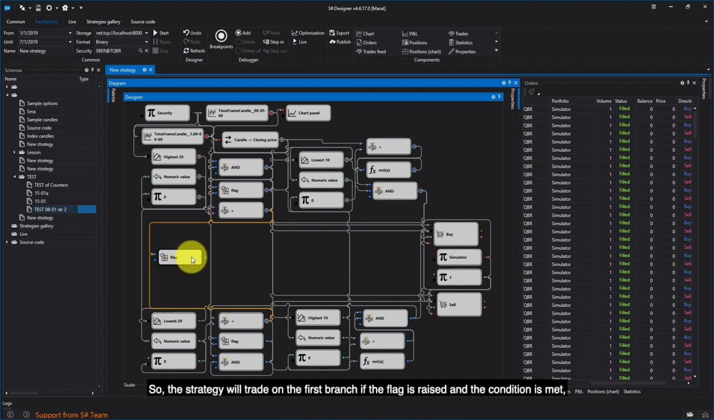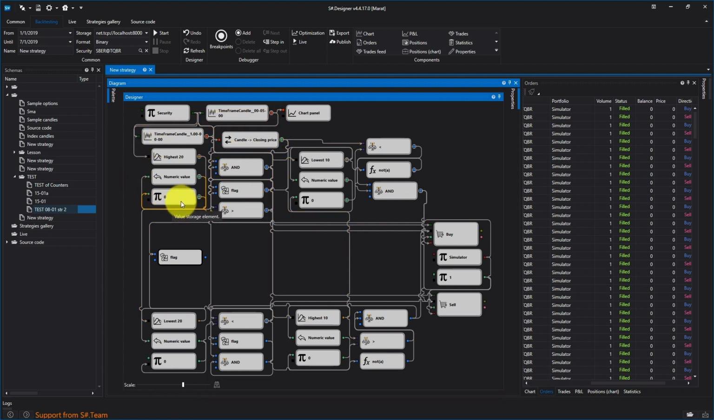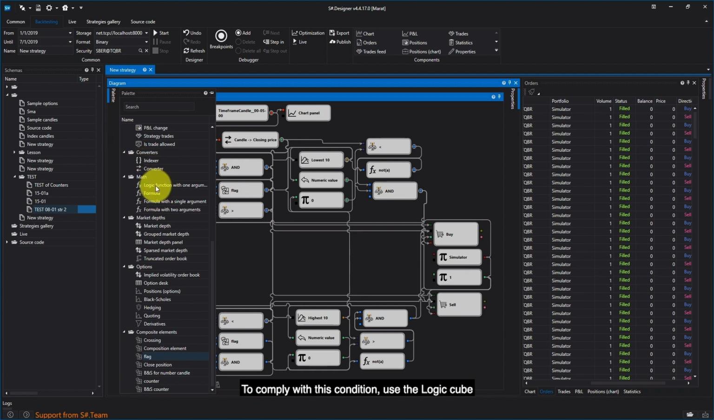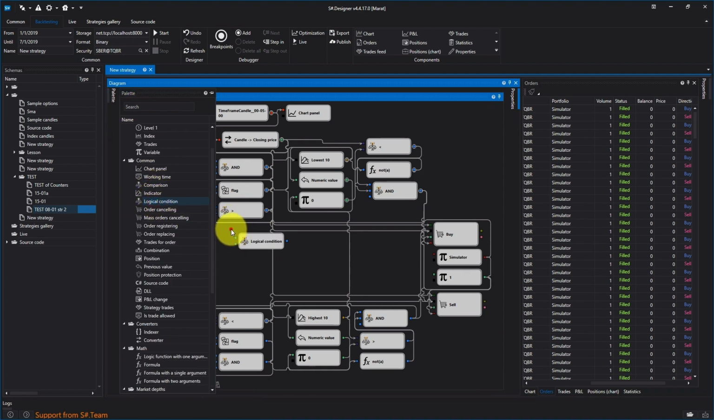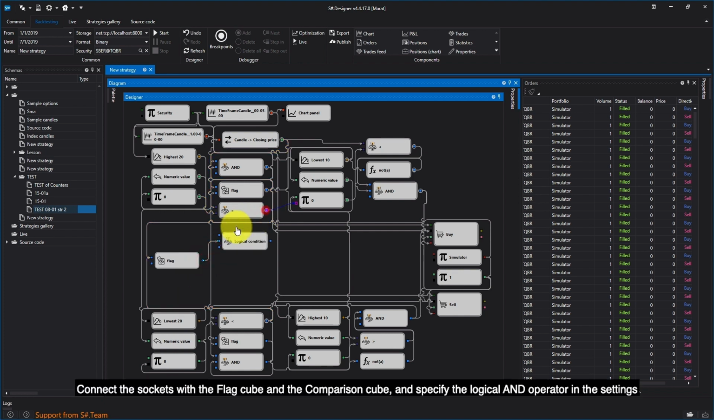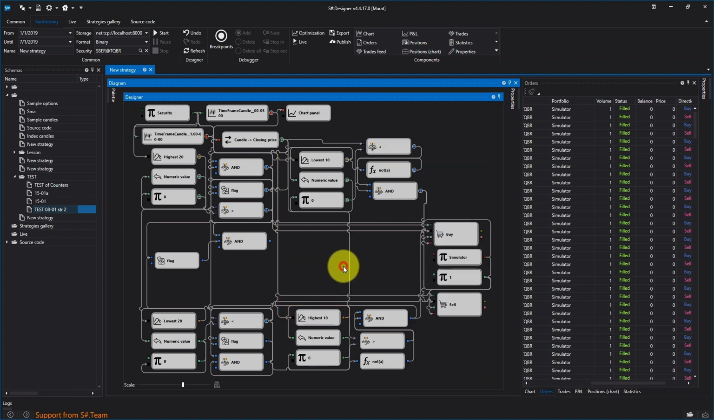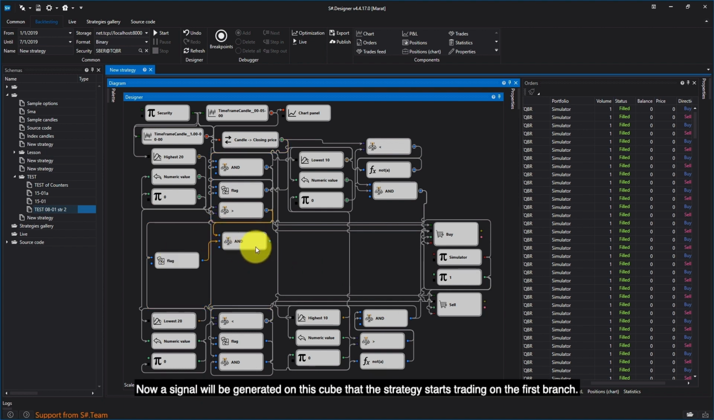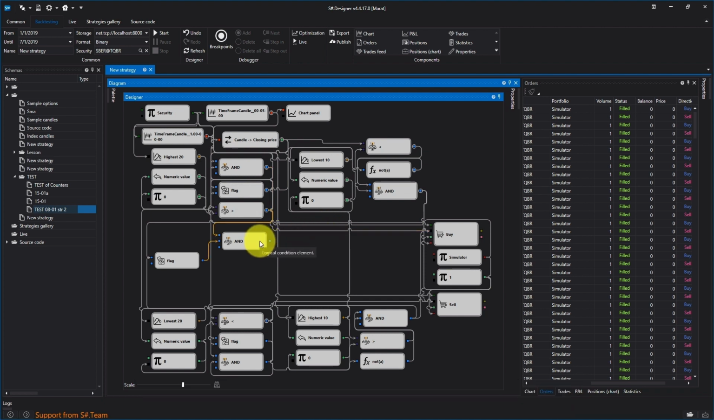So this strategy will trade on the first branch if the flag is raised and the condition is met, at which the closing price is greater than the maximum for the previous 20 days. To comply with this condition, use the logic cube. Connect the sockets with the flag cube and the comparison cube and specify the logical AND operator in the settings. Now a signal will be generated on this cube that the strategy starts trading on the first branch.